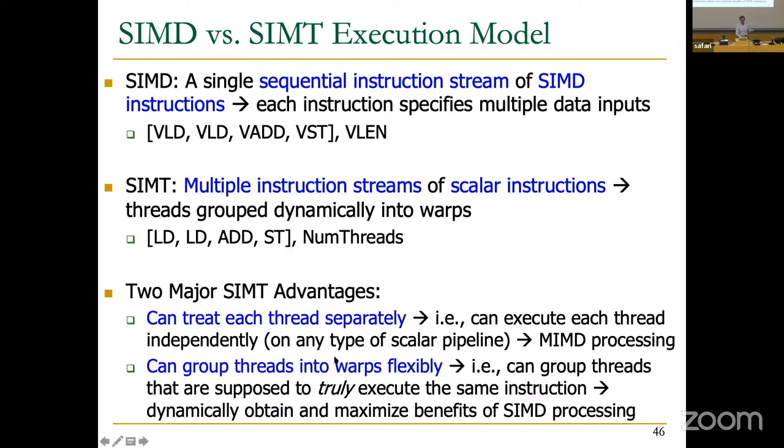So, okay. So the two major advantages is, first, you can treat each thread separately. In other words, you can execute each thread independently on any type of scalar pipeline. You can do actually multiple instruction, multiple data processing. You can have a multiprocessor, and GPUs exploit that also. And you can also group threads into warps flexibly, meaning you can group threads that are supposed to truly execute the same instruction. You can dynamically obtain and maximize benefits of SIMD processing.